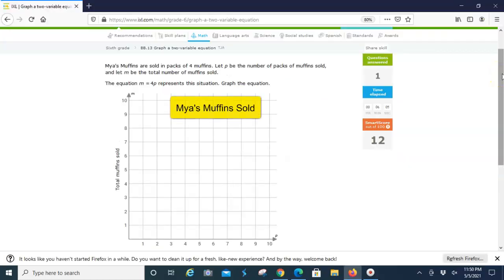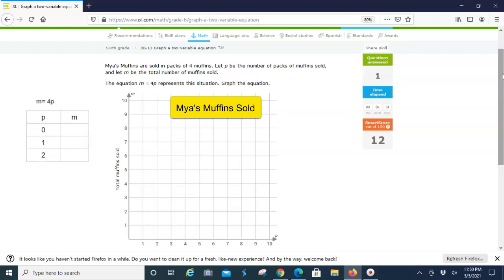All right, this says, Maya's muffins are sold in packs of 4 muffins. Let P be the number of packs of muffins sold and M be the total number of muffins sold. The equation M equals 4P, muffins equals 4 times the packs, represents this situation. Graph the equation. So first, let's make a little table, and let's pick some easy values for P, like 0 and 1 and 2.